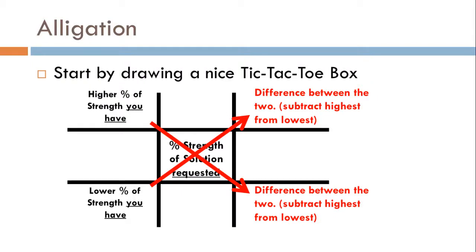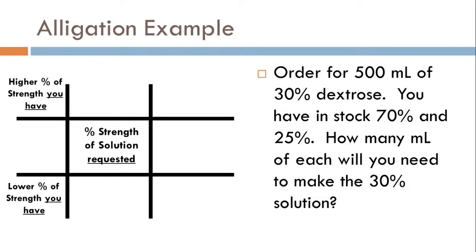On the other side, the lower right, I'm looking for the difference between the higher percentage and the strength that I'm looking for. So in my example, it was 20 and 12. So what's the difference? It's 8. How are we going to set this up from this point?